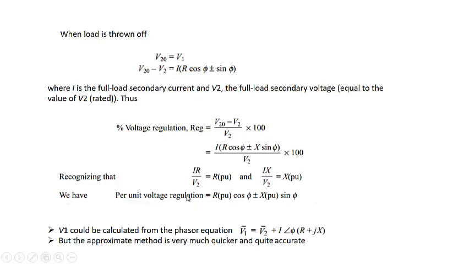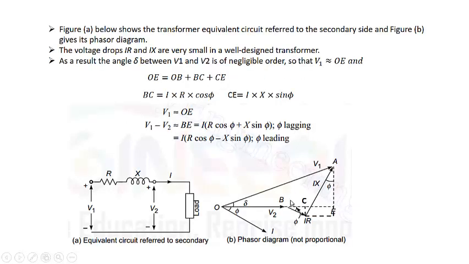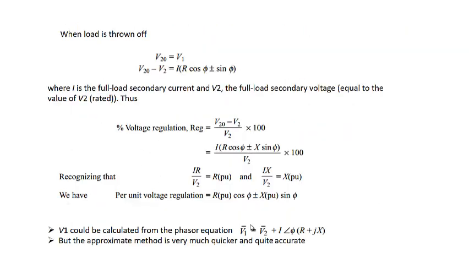From here on, for small delta, we'll be using this formula to calculate the voltage regulation. But V1 could also be calculated from the phasor equation. V1 is equal to V2 plus I angle of phi into R plus jX. You can calculate it from here. You can see this is I, this is V2. Taking V2 as a reference, this V1 will be equal to V2 plus IR plus jIX. So in other words, V1 will be equal to V2 plus I angle of phi into R plus jX. This equation gives the exact or accurate value of V1.